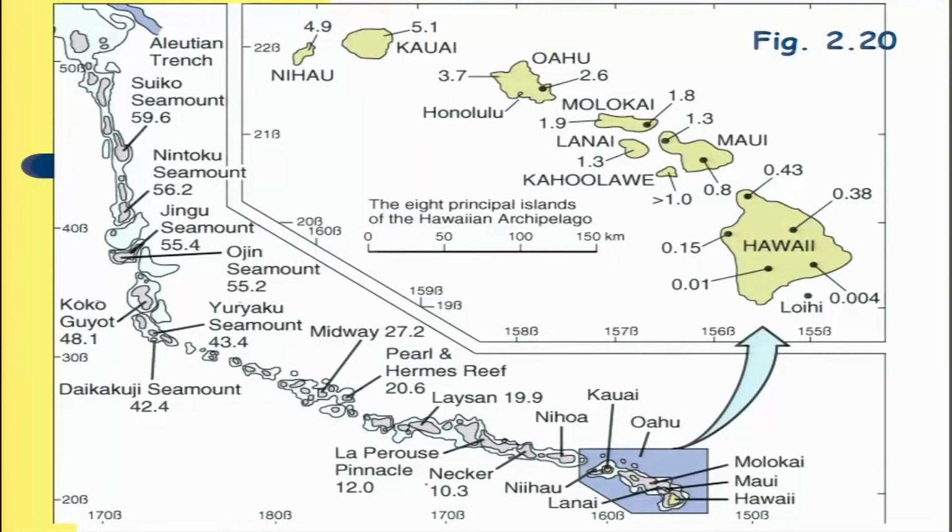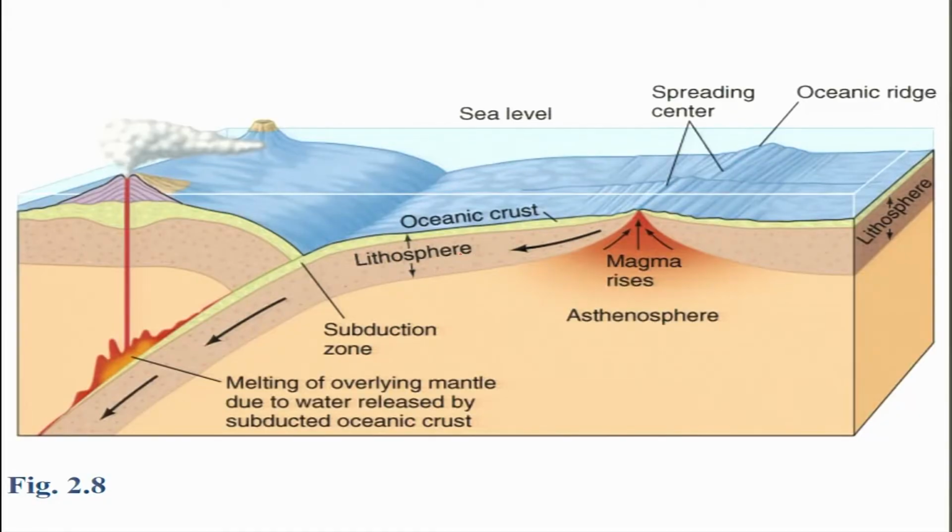So what is the most important aspect we should understand from this? Over time, when one plate is subducting below another, this is one example where we will have volcanoes. But in other cases, if we have a hotspot which is supplying magma to the surface, it will also result in the formation of a volcanic chain.